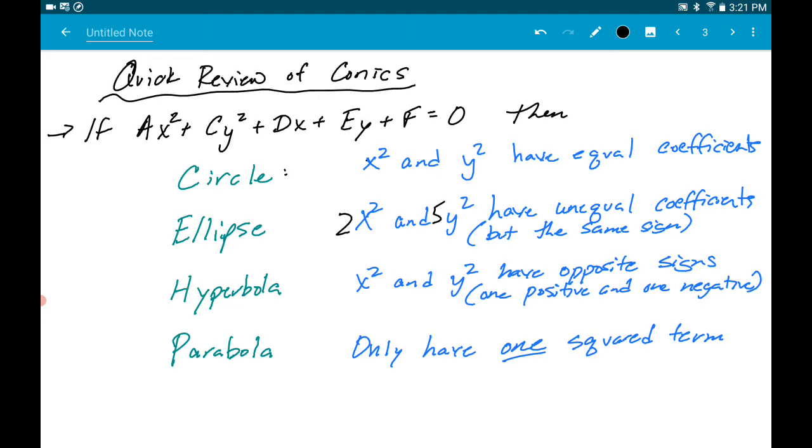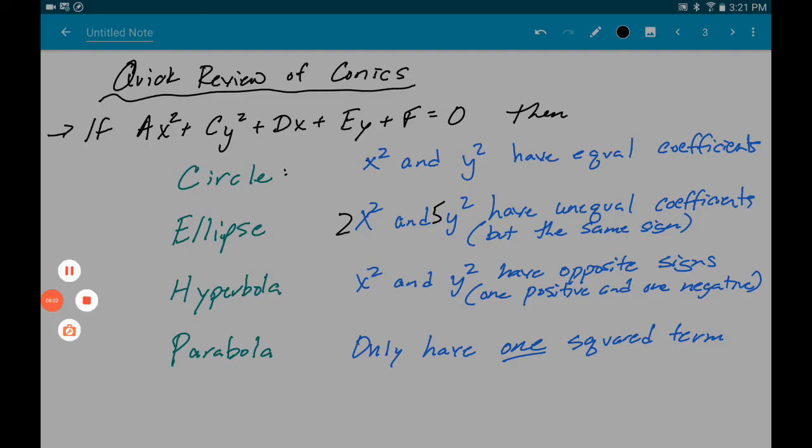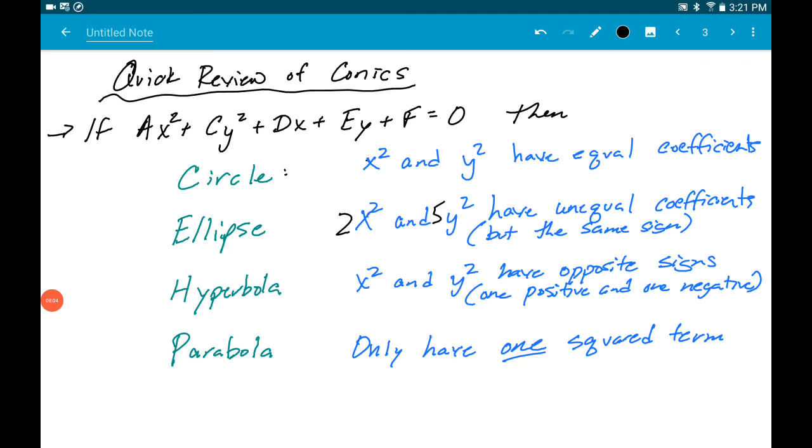All right, hyperbola. If you have an x squared and a y squared and they have opposite signs, one positive and one negative. If you had different coefficients, that would be a hyperbola because you have one positive, one minus. Now if you did this, that'd be an ellipse because they're the same sign. But anytime you have different coefficients with opposite signs, it's going to be a hyperbola.